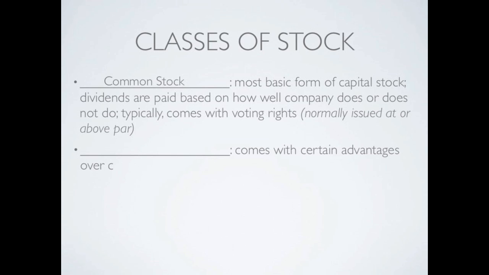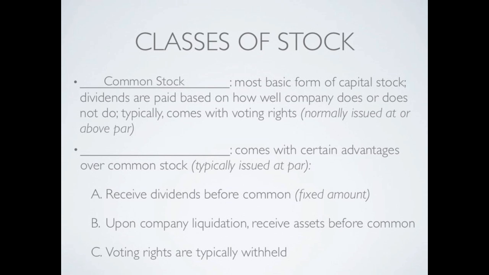Let's look at the other class of stock. This type of stock comes with certain advantages over common, and it is also typically issued at par. This is called preferred stock. Preferred stock will receive any dividends before common. Also, upon company liquidation, preferred stockholders will receive their part of the assets before common will receive anything.